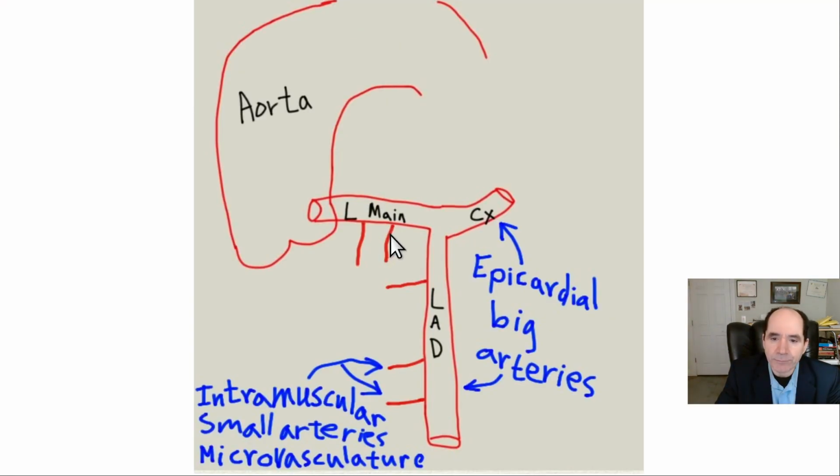Okay, here's a picture of your coronary arteries. The right coronary comes off on this side, left coronary artery comes off on this side. Left main bifurcates into the circumflex and into the LAD, left anterior descending. This is the one they call the widowmaker.